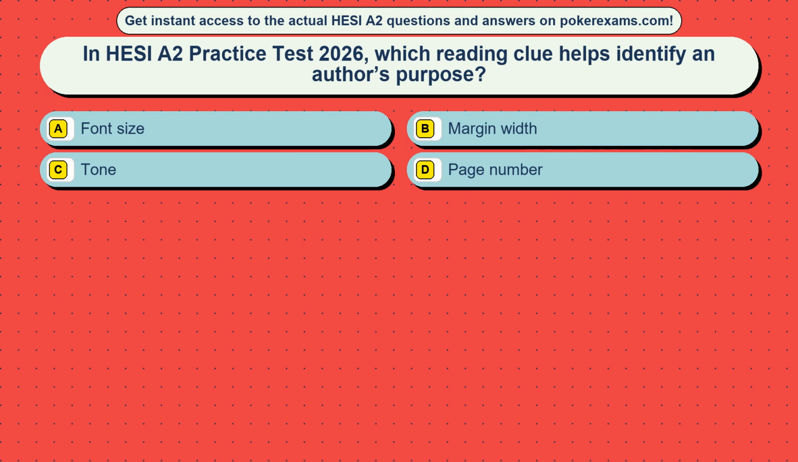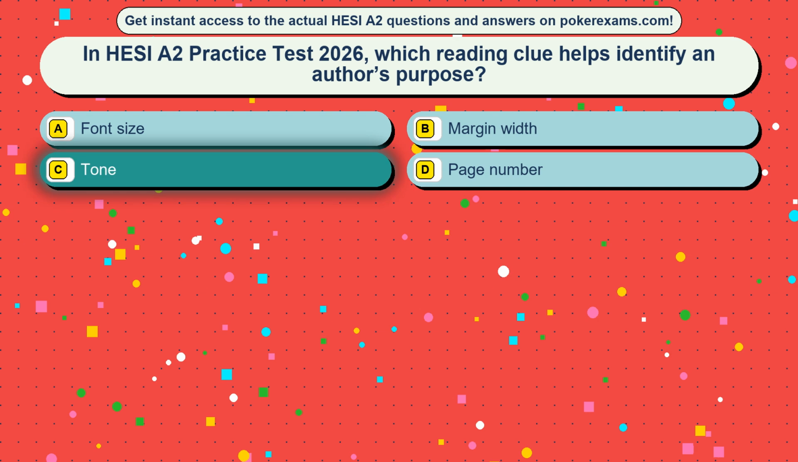Question 23. In HESI A2 Practice Test 2026, which reading clue helps identify an author's purpose? Option A, font size. Option B, margin width. Option C, tone. Option D, page number. The correct answer is option C, tone.